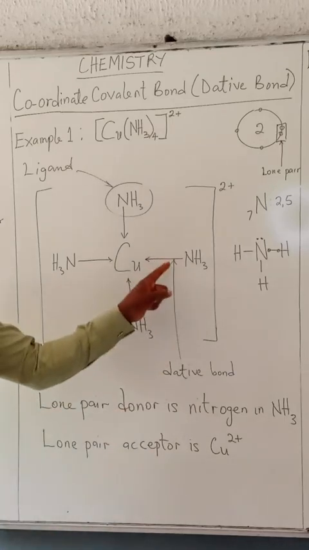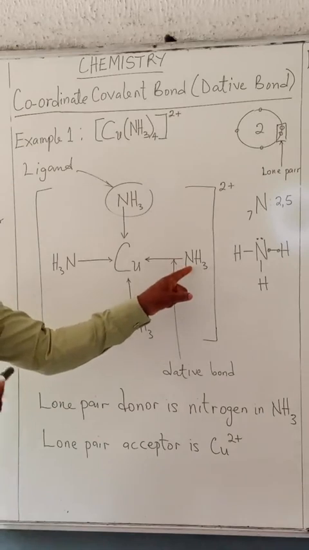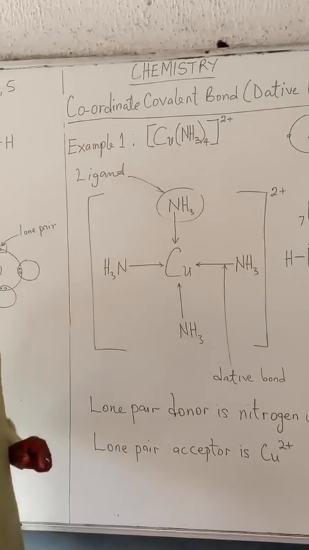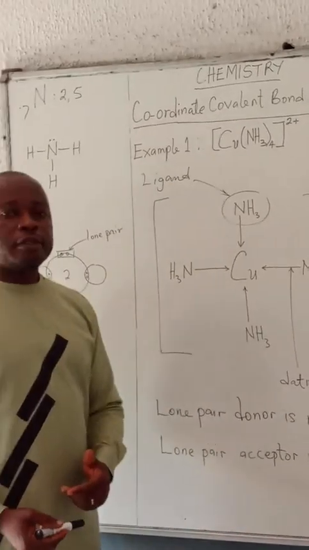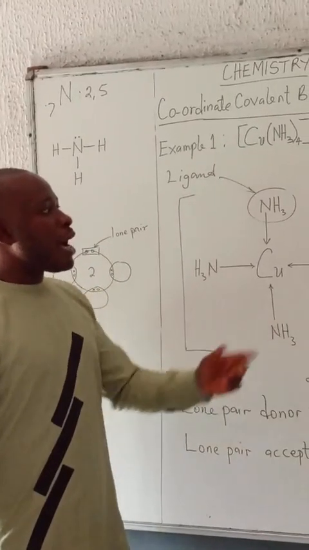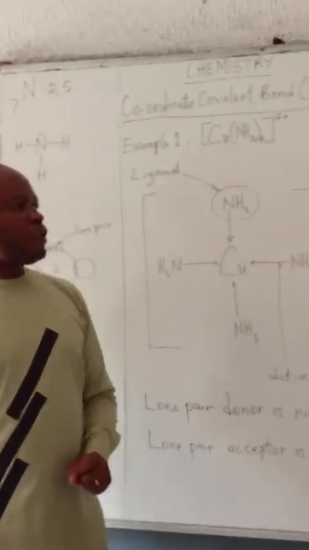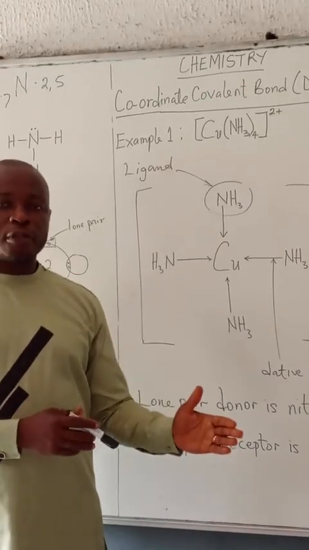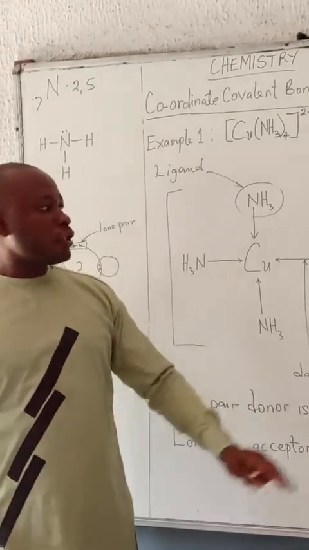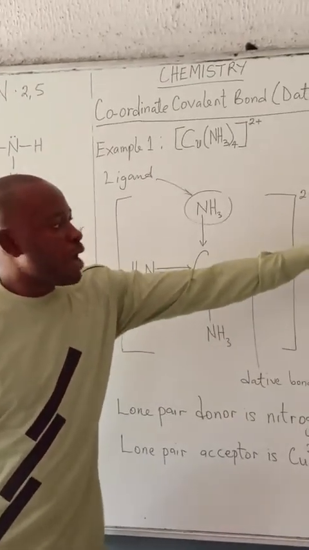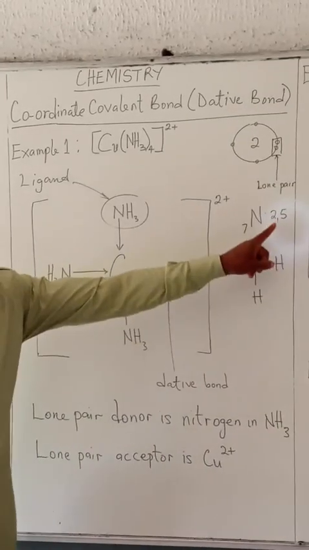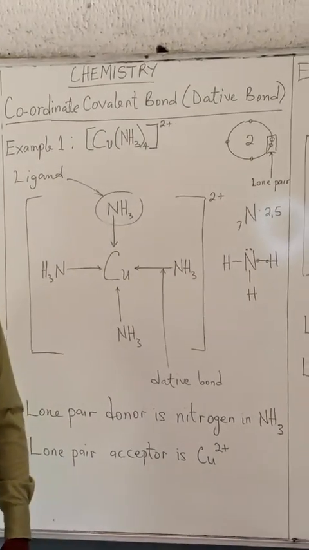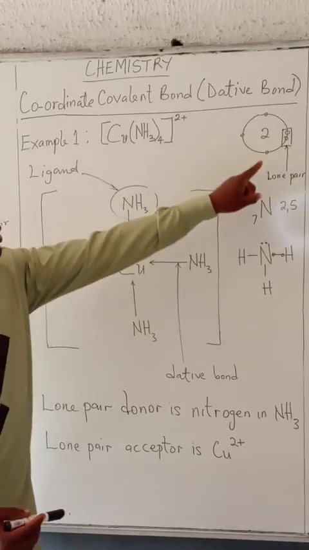And this arrow is pointing from the atom which is donating the electron pair to the atom which is accepting the electron pair. Do you understand? What do we mean by electron pair? Look at the structure of nitrogen atom. Remember, nitrogen is element number 7 in the modern periodic table. So it has 7 protons and also 7 electrons. And the electron configuration is 2, 5. That means 2 electrons in the inner shell and then 5 electrons in the outer shell. Do you understand?